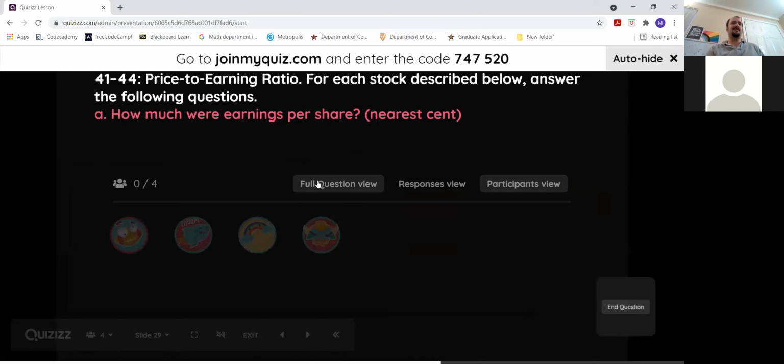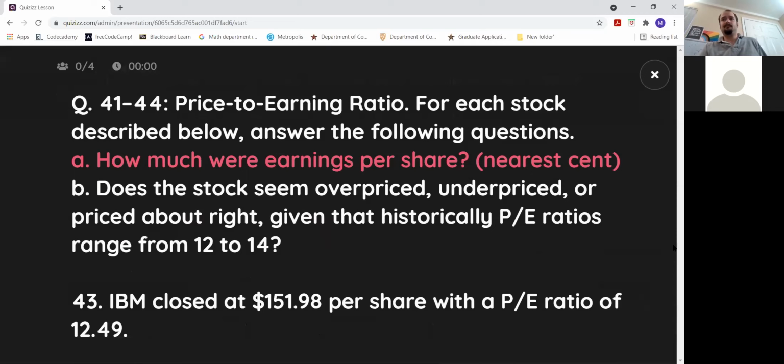So this one is really similar to the price per earnings in the previous stock problem. If IBM closes at 151.98 per share with a price earnings ratio of 12.49, find the earnings. To the nearest dollar, I believe.